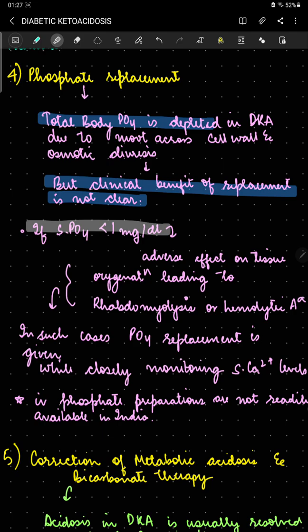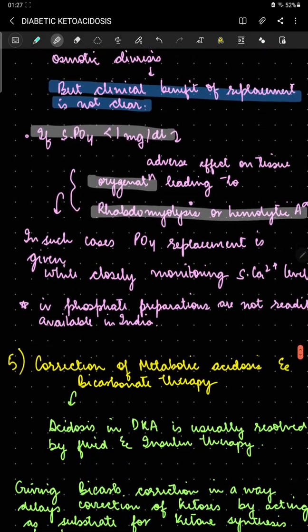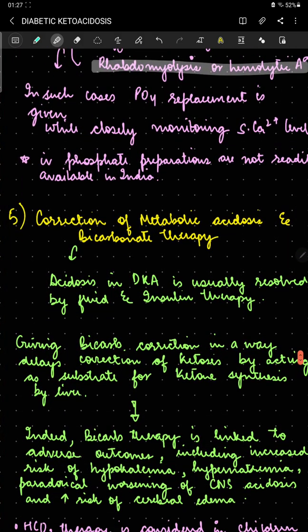Due to this hypophosphatemia, what all adverse effects happen to the tissue? These are, there will be reduced oxygenation, that will lead to rhabdomyolysis or hemolytic anemia. So in these cases, phosphate replacement is given while closely monitoring the serum calcium levels.